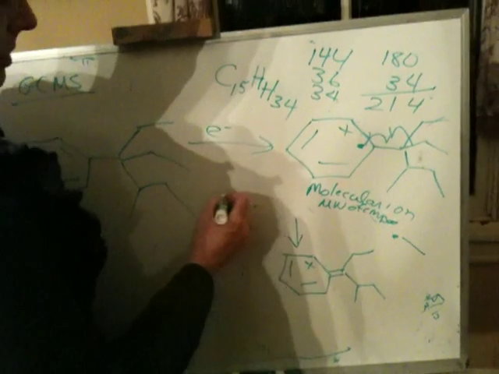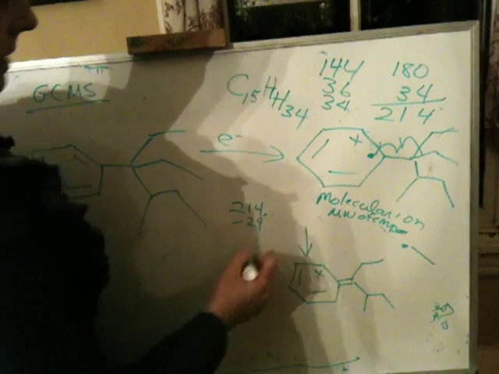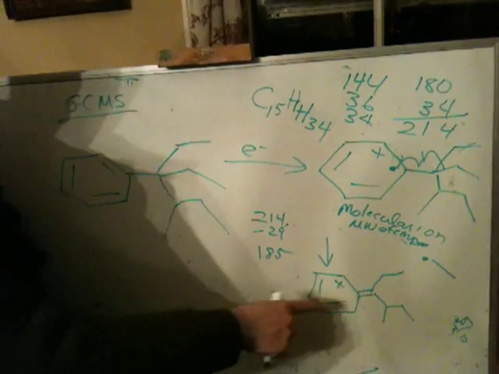This is a loss of 29. So to get the mass of this, you'd take 214 minus 29, right? So that would get you to 180 plus, so it'd be like 185, I believe, okay? So you should see a big peak at 185.